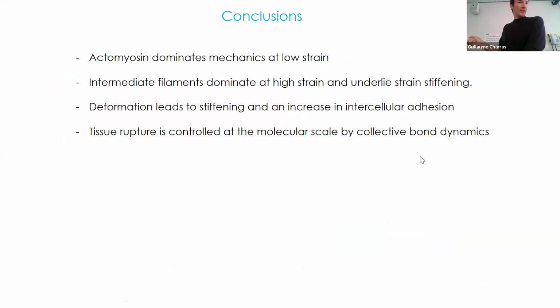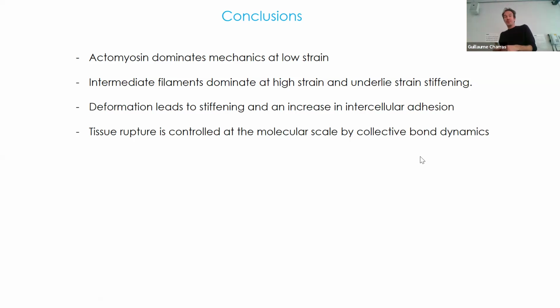Okay, so in conclusion to this part, actomyosin dominates mechanics at low strain. The intermediate filaments seem to dominate at high strain, and they underlie strain stiffening. The deformation leads to stiffening and also an increase in intercellular adhesion. And essentially, the message is that the tissue rupture at the millimeter scale is controlled by the molecular scale dynamics of bonds.